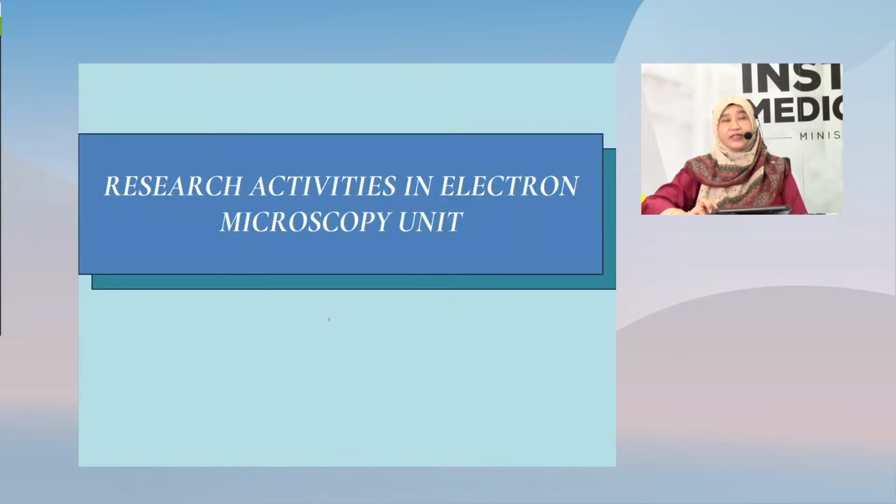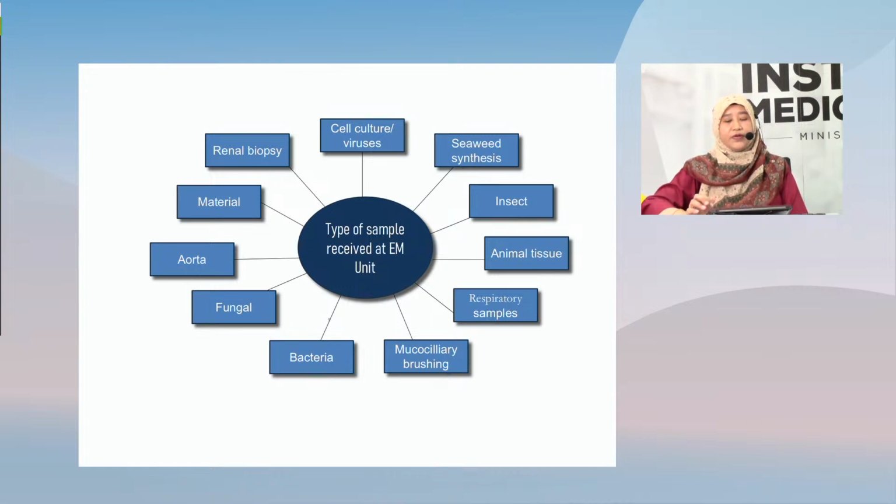So, in the next few slides, I will present some of the EM applications in research that have been carried out in the EM unit. Some are already completed, others ongoing, and some have just started. Okay, we receive various types of specimens in our department: human specimens, cell culture, virus, insects. We also receive animal tissue, bacteria, fungus, and once in a while we receive material samples.